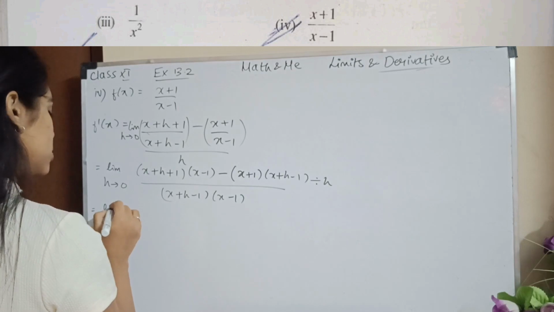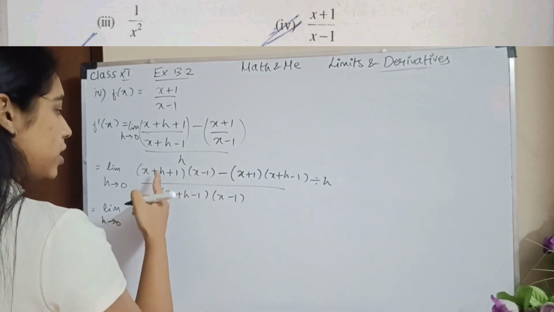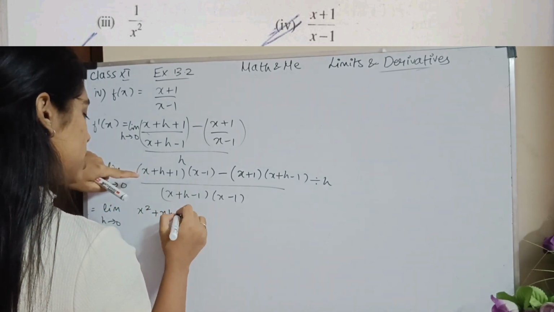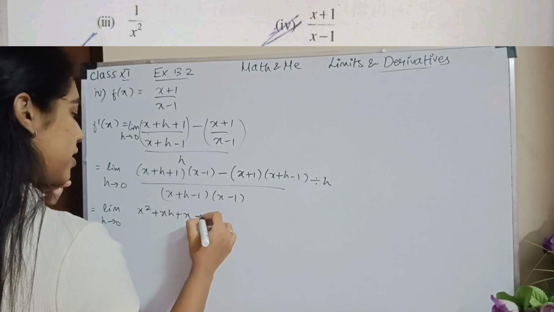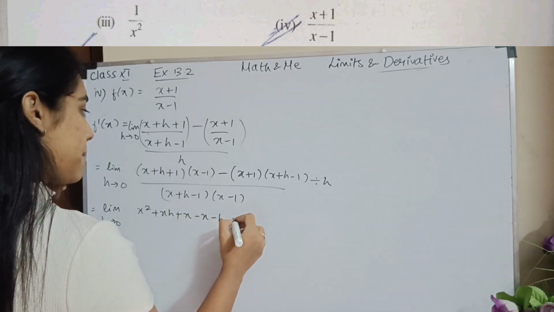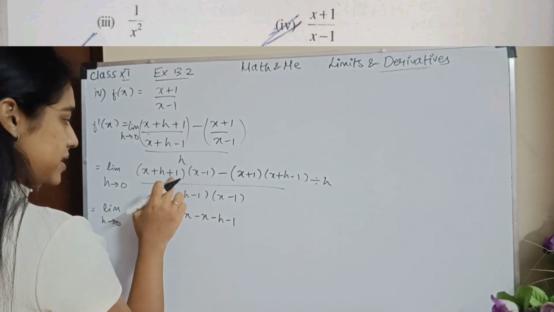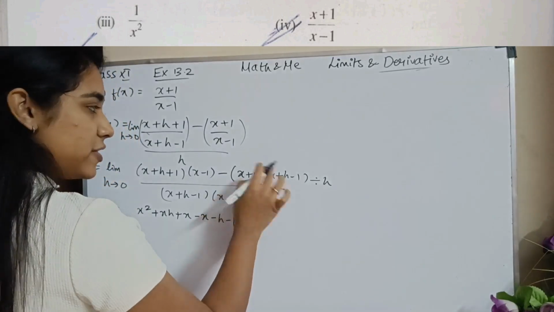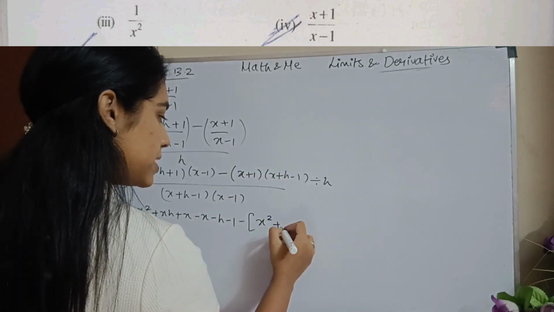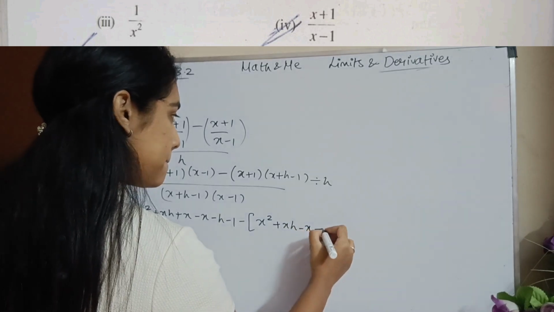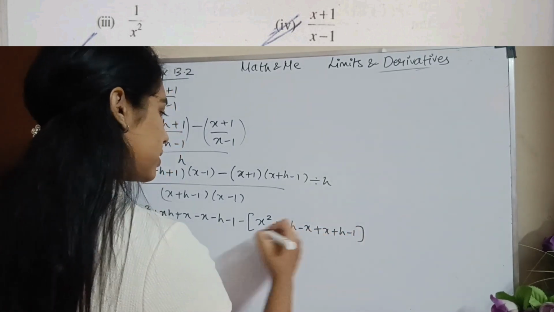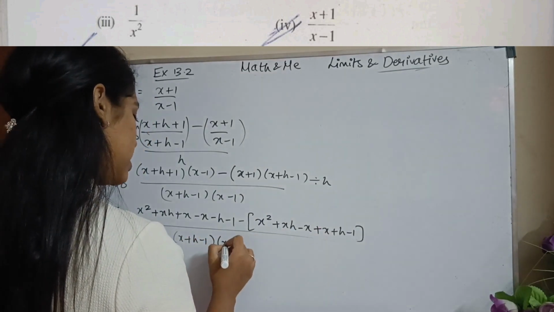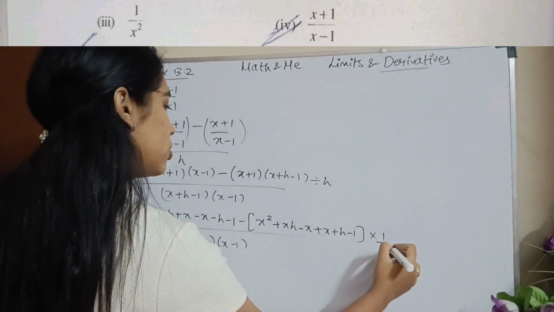Okay? So this is equal to limit h tends to 0 of, I'm going to multiply. So I have x into x, x square plus xh plus x. First x I multiply, then minus 1. So I have minus x minus h minus 1. Okay, so x into xh plus x and then minus 1. So minus x minus h minus 1. Minus of, open a bracket, first multiply. So I have x square plus xh minus x plus h minus 1. The whole divided by x plus h minus 1 into x minus 1 divided by h into 1 by h.